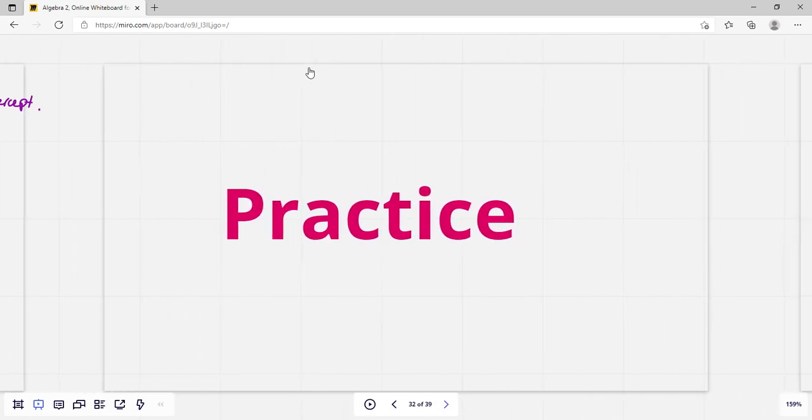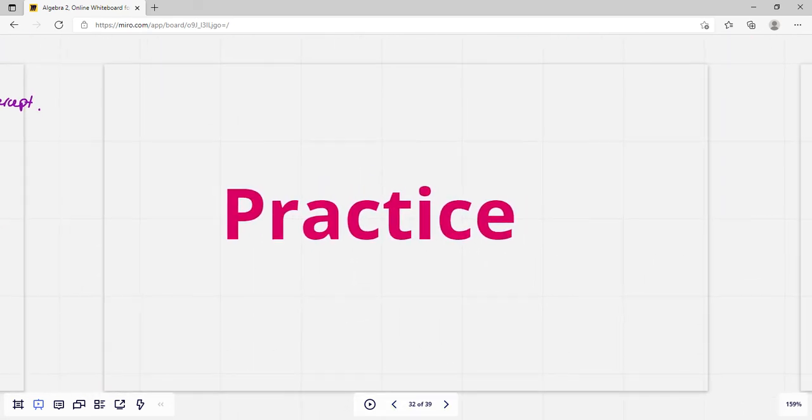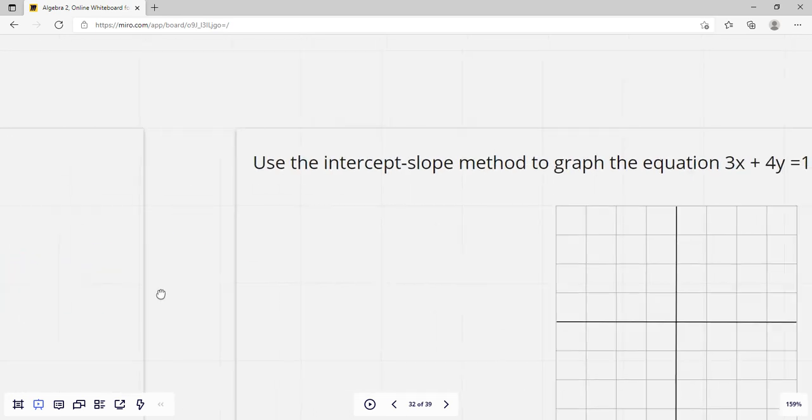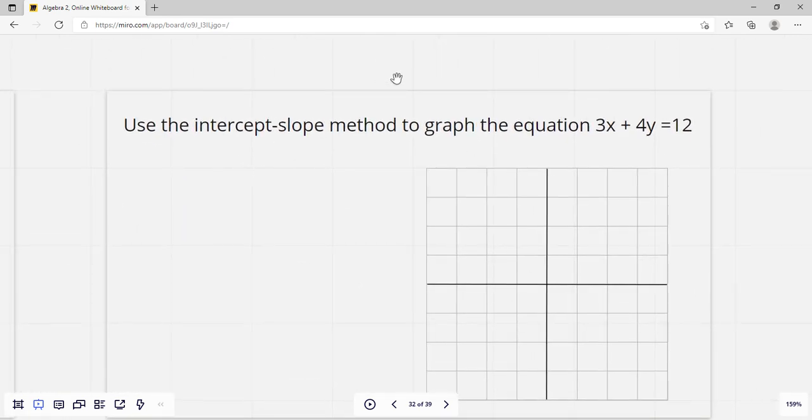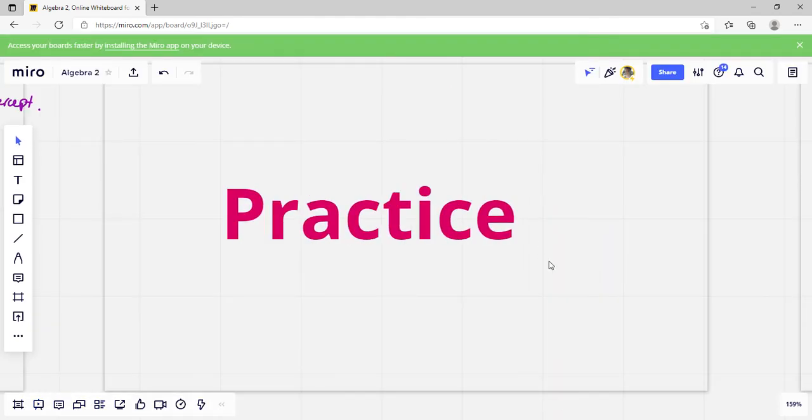Go ahead and pause the video and work the practice problems, and then I'll come back and work them for you. Okay, so there's only one practice problem. And it says use the slope-intercept method to graph this equation. All right, super easy.